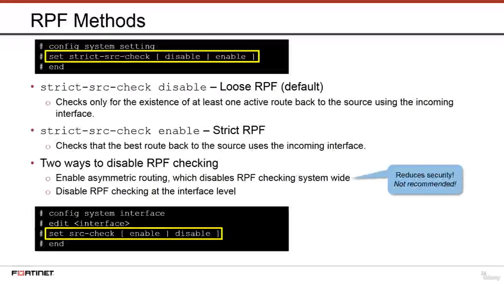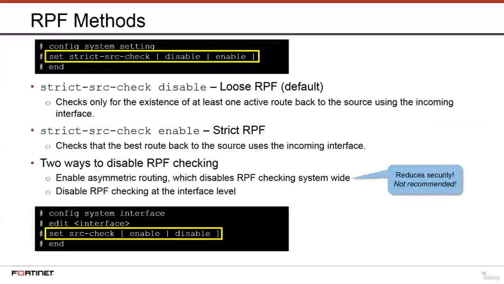RPF can either be strictly or loosely enforced. In loose mode, the packet is accepted as long as there is one active route to the source IP through the incoming interface. It does not have to be the best route, just an active one. In strict mode, FortiGate checks that the best route to the same source IP address is through the incoming interface. The route not only has to be active, but it also has to be the best.